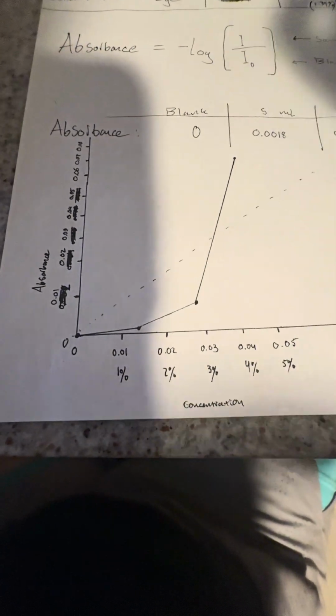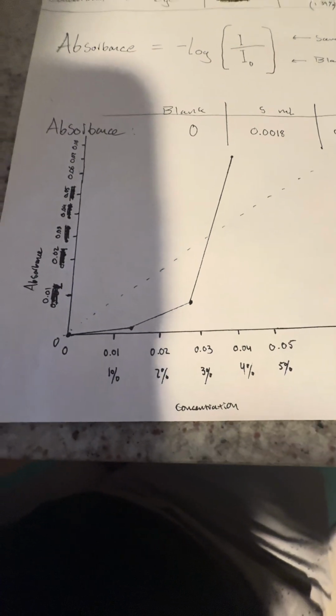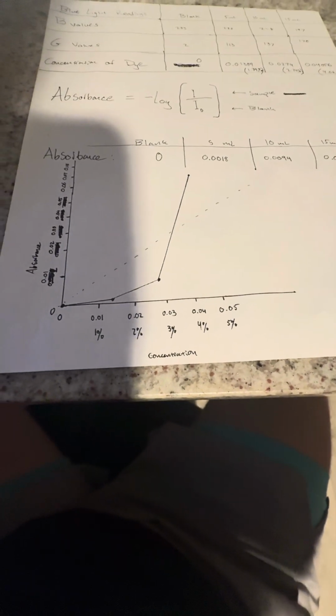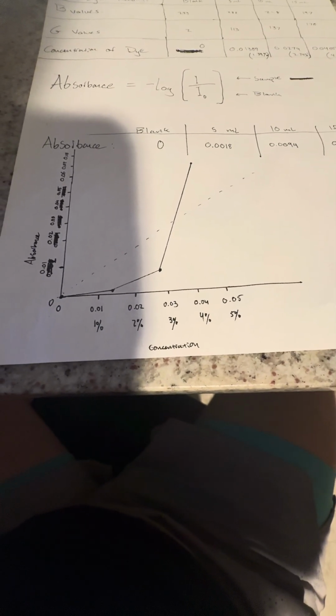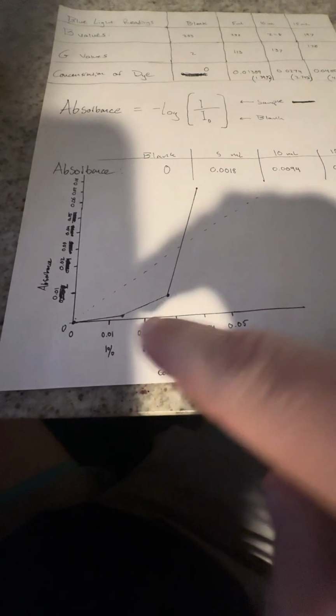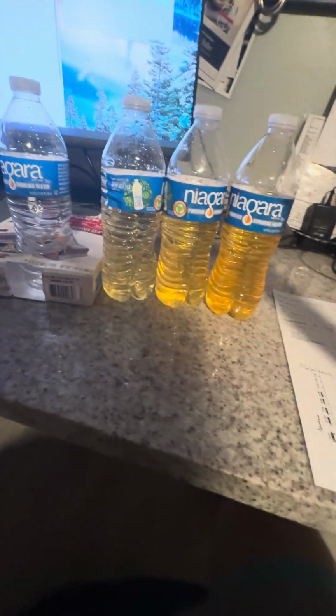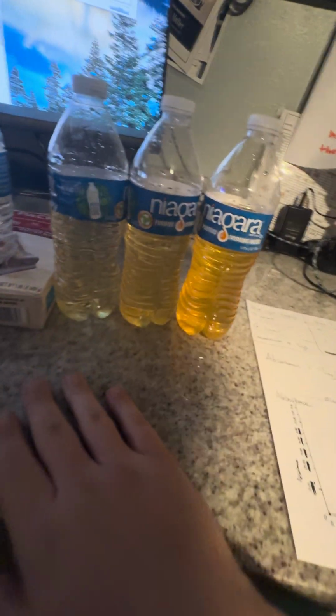So the chart does look a little wild, so my line of best fit is a little bit hard to predict, but it is consistent with what we'd expect. As the dye concentration increased, so did the absorbance of blue light, which is consistent. So that is all I have.